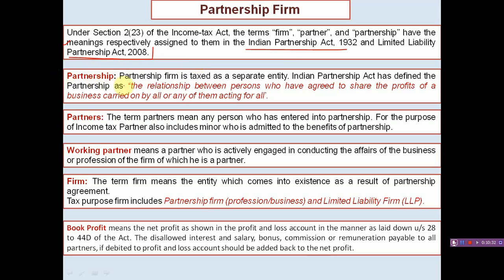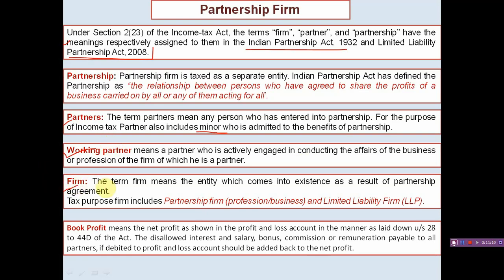So first, partnership is the relationship between persons who have agreed to share the profits of a business carried on by all or any of them acting for all. And a partner is a person who has entered into a partnership. For tax purposes, partner also includes a minor, and a working partner. A working partner here is a person who is actively engaged in conducting the affairs of the business.